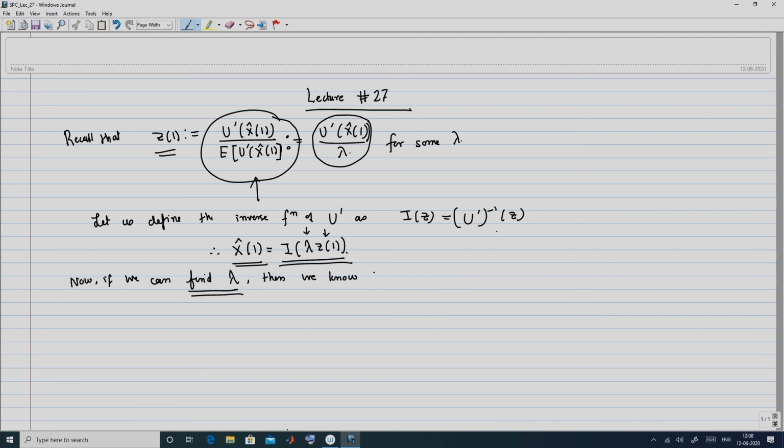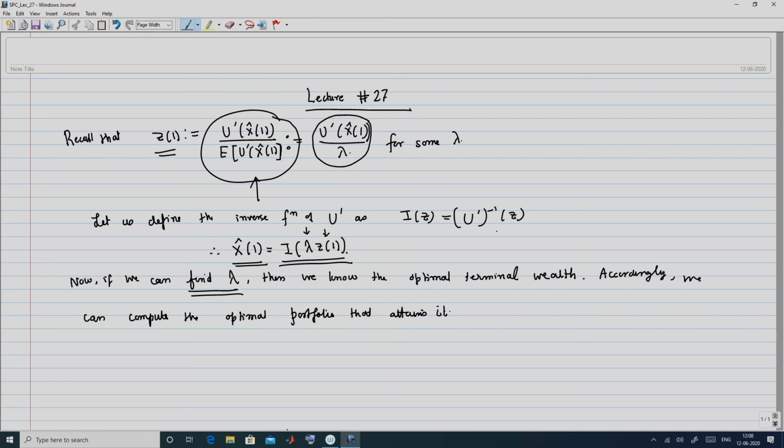So, accordingly then we know the optimal terminal wealth, and thus we can compute the optimal portfolio that attains it, and by it I mean that attains x hat of 1.